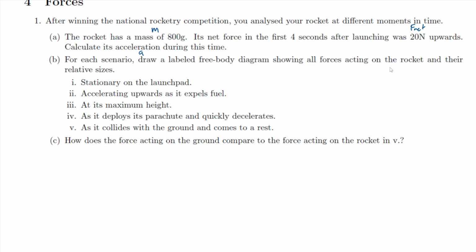So given the mass, given the net force, looking for acceleration. Right, alarm bell should be ringing. F net is equal to mass times acceleration, so Newton's second law of motion. And we know mass, we know net force, so we can solve for acceleration. So rearranging our equation, acceleration would be F net divided by mass. Now substituting in the values, F net is 20 newtons, mass 800 grams.